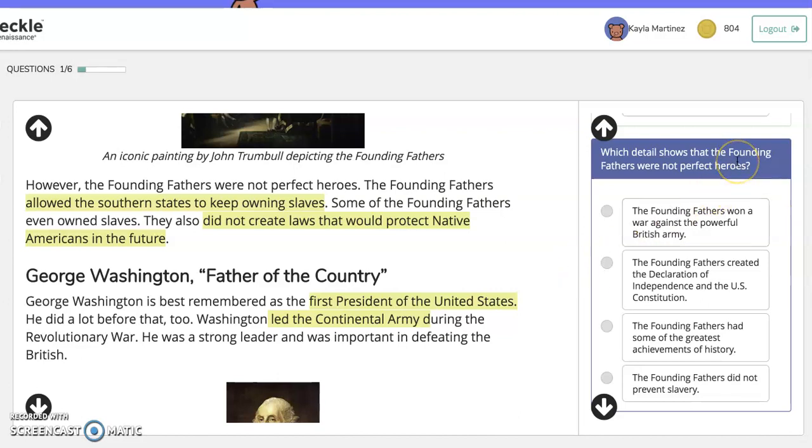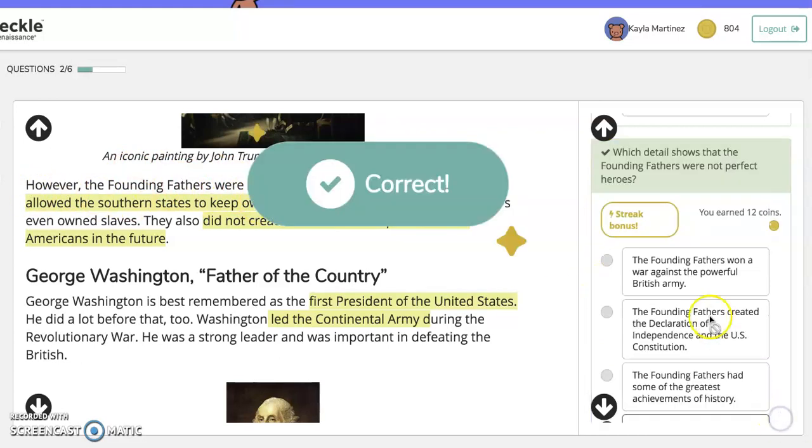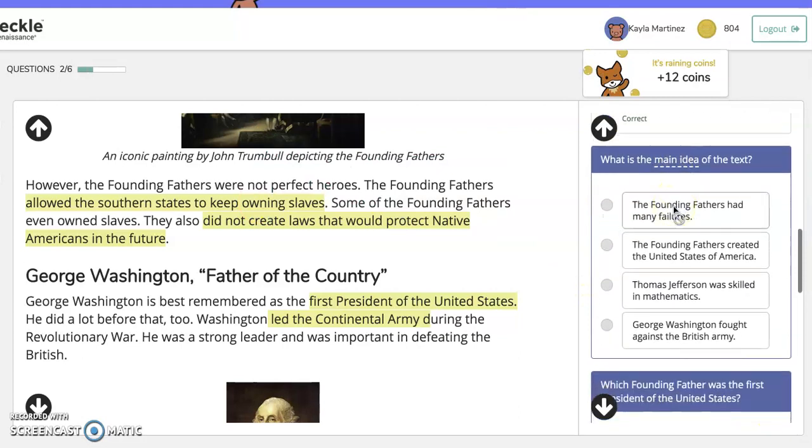We know that the fathers did not do everything correct. One of the things it said was that they didn't prevent slavery. They allowed for it. And it says right here, they were not perfect heroes. They allowed the southern states to keep owning slaves. So that is our correct choice.